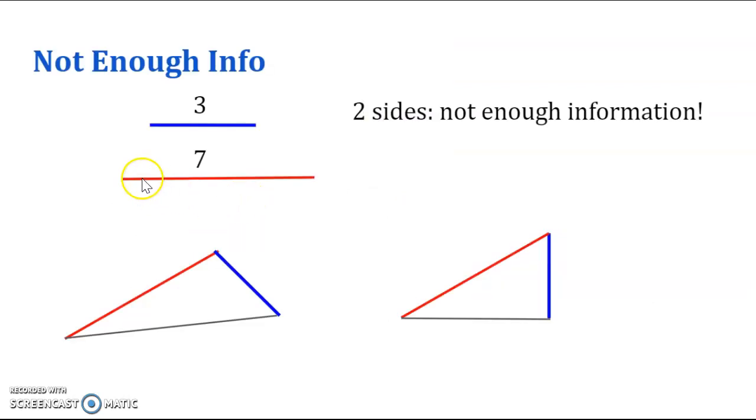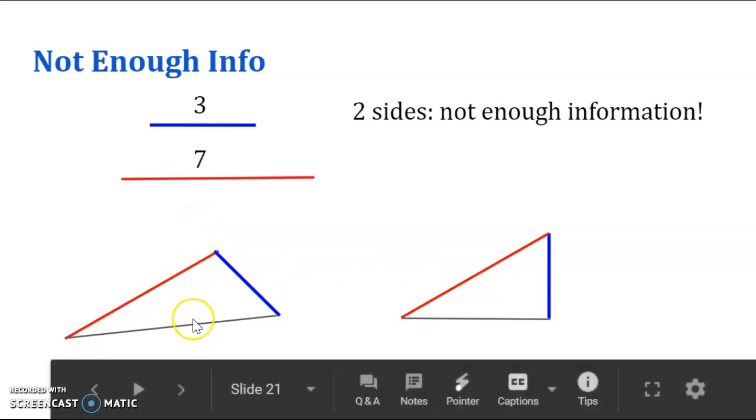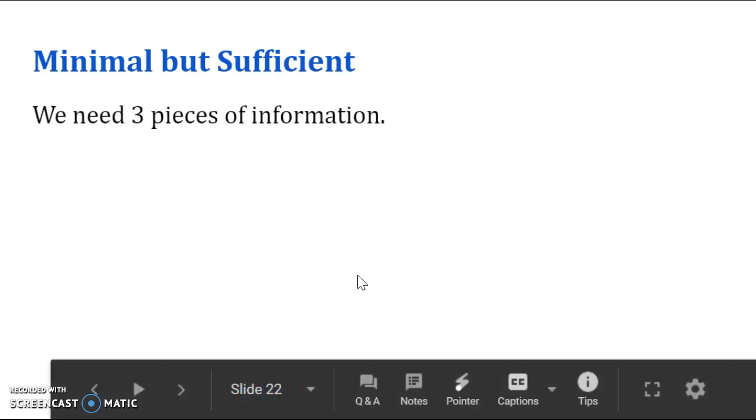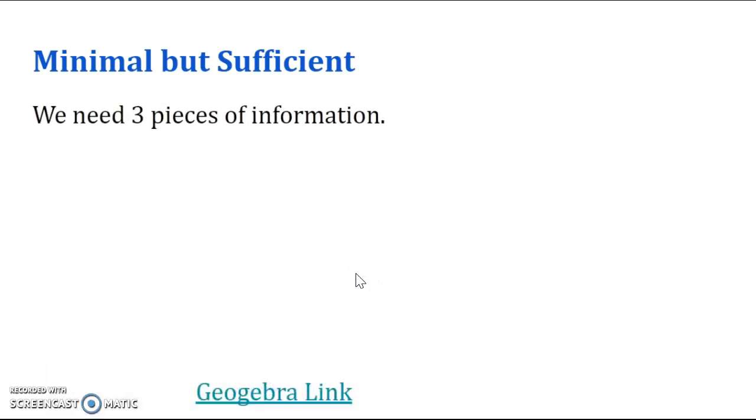Well, the other extreme is, what about if you only have one piece of information? Well, that doesn't really make sense. For sure, you can make many different triangles. What about 2 sides? If you're given 3 and 7 as the side length, can you create more than one unique triangle? As you can see, yeah, you can create an infinite number because this could be angled in any different ways. Okay, it turns out the minimal but sufficient number of pieces of information to conclude congruence is 3.